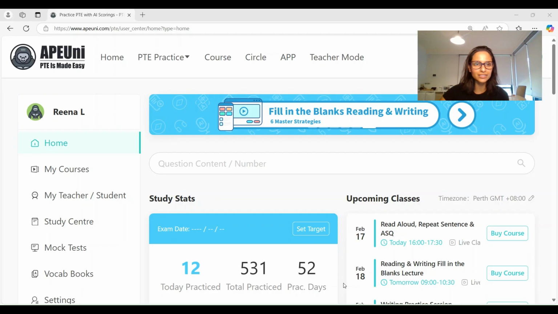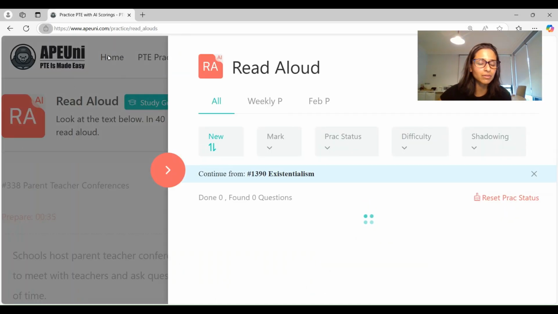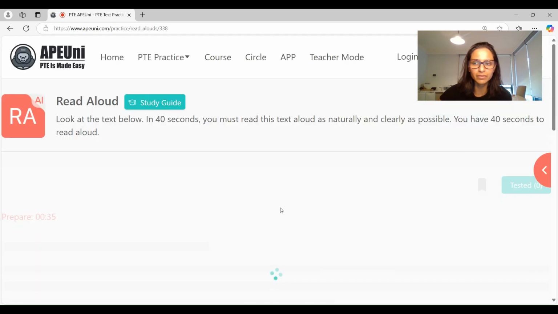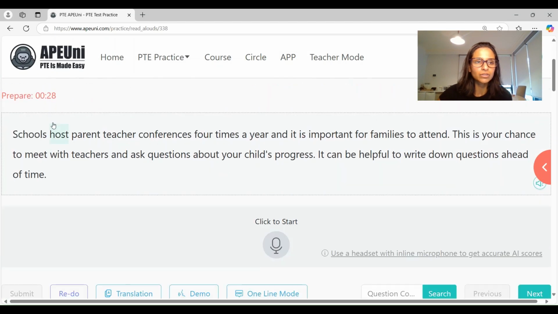All right, friends, so here I am at my ApeUni dashboard. Let's do a bit of practice for speaking. As you can see, I've zoomed in a little bit, and we can start off with a couple of easy ones or medium ones, and then we're going to move on to really hard ones, okay? Oh, I haven't even chosen something. Parent-teacher conferences. All right. So you can see you've got some prep time. There are some words here. This looks pretty easy. All right. Let's just go ahead and start.